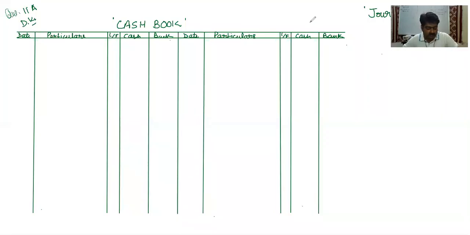Good morning, dear students. Today in accountancy class, we will learn double column cash book. And let's see question number 11(a) of D K Goel.